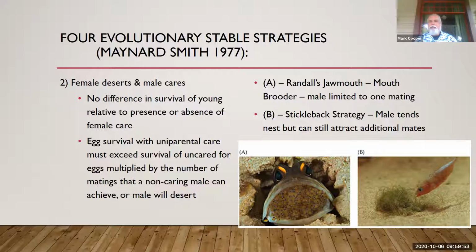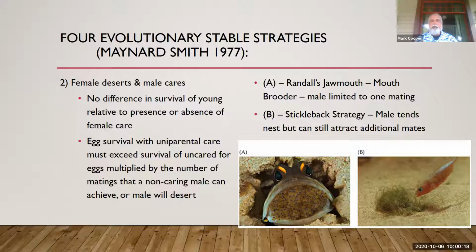And here's a couple of different examples. Randall's jawfish, which is the fish on the bottom, with a lot of eggs. It's a mouth brooder. So this male is actually limited to only one mating because his mouth is full. There's not much else he can do about it. And it's thought that this helps with aeration and protection of the eggs.